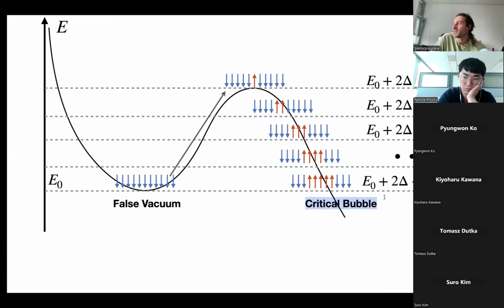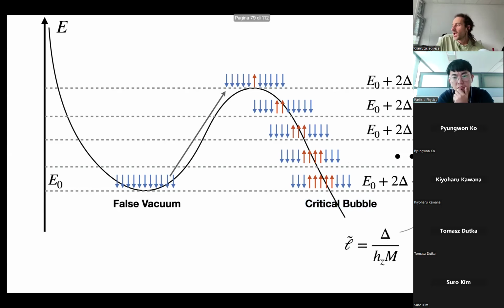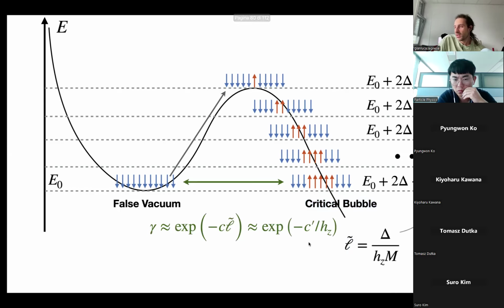And the critical bubble is essentially, I flipped enough spins, let's say, such that I am at the same energy level as the false vacuum before, so the state from where I started. So this is to get some intuition, let's say perturbative, because in this small hx limit, we can understand this perturbatively. And we can understand intuitively that I have to flip this number of spins in order to get to the critical bubble. But what does it mean?